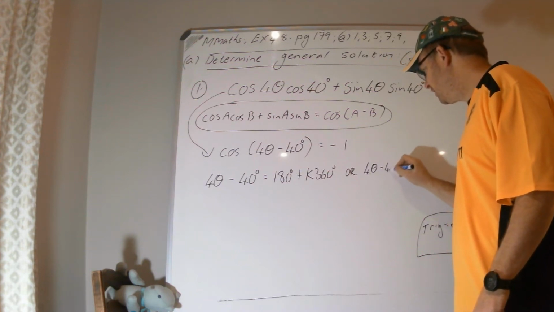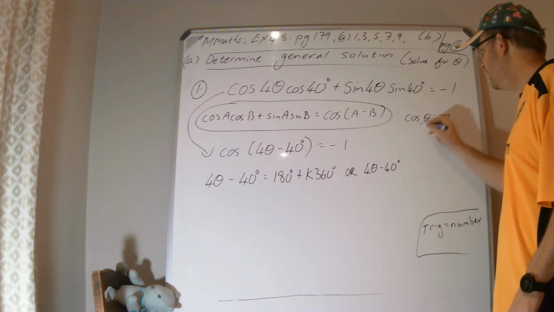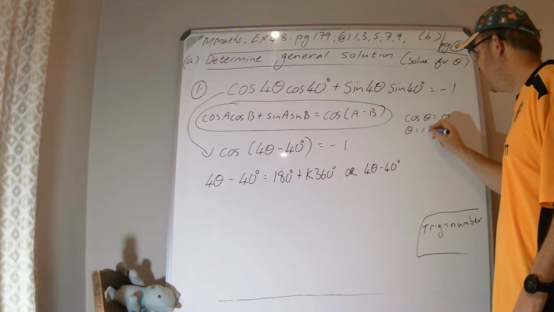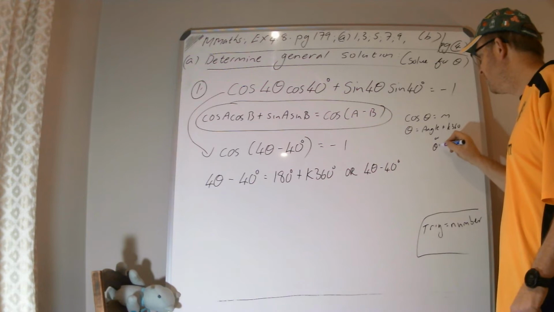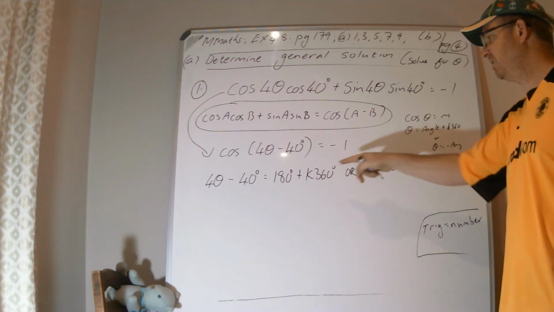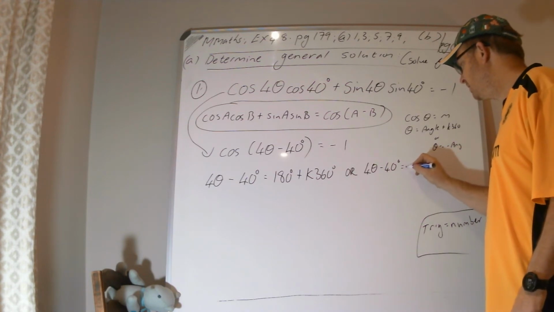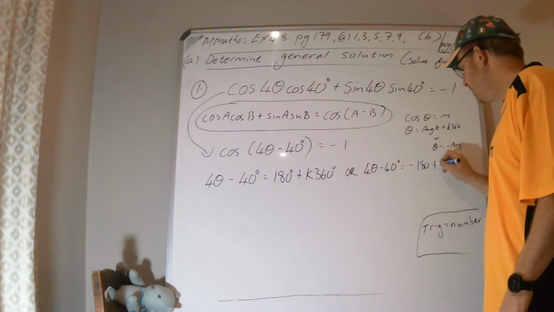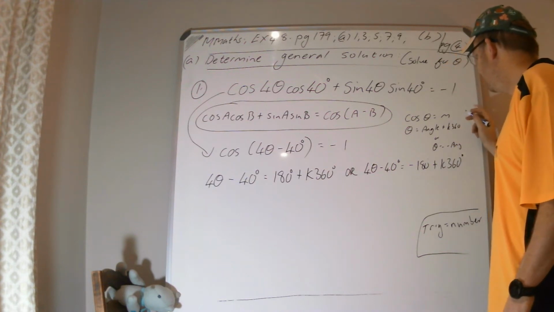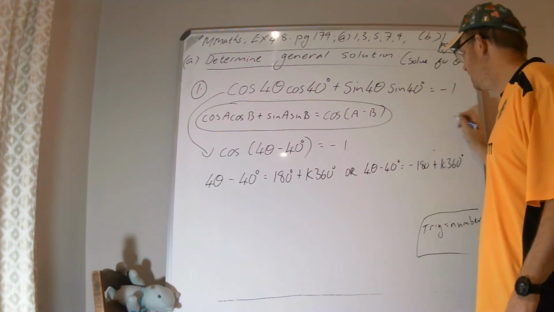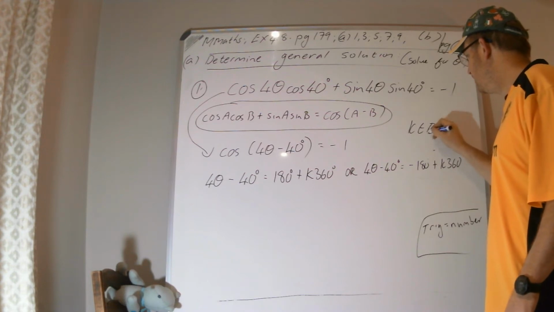4θ − 40. So with cos, remember we're using this logic. We've got cos θ is equal to m. What do we say? θ is equal to the angle plus k360, or θ is equal to negative the angle plus k360. So you're going to have 4θ − 40 = 180 + k360, or 4θ − 40 is equal to negative 180 + k360, where k belongs to the set of integers. Okay, k is an element of integers.